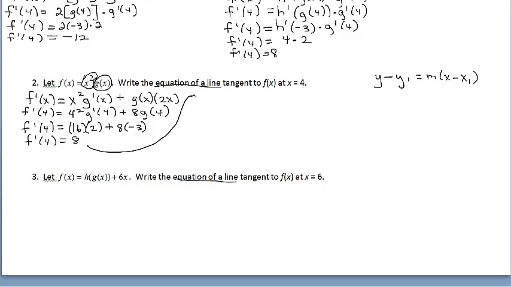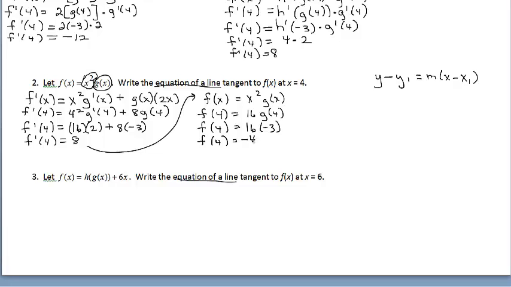Okay, the next thing we're going to need is the y-coordinate. Remember, we need a point, and all we have is the x-coordinate, so we need the y-coordinate now. Well, the y-coordinate is going to come from plugging in 4 to the function. So just plug in 4. That will be 16 times g of 4. G of 4 is -3, so my y value is going to be -48.